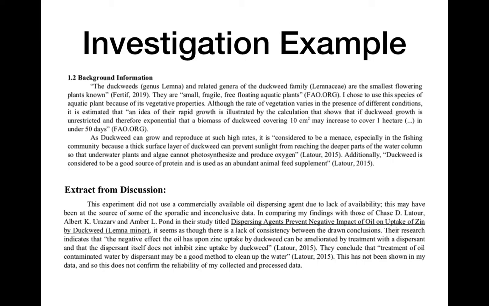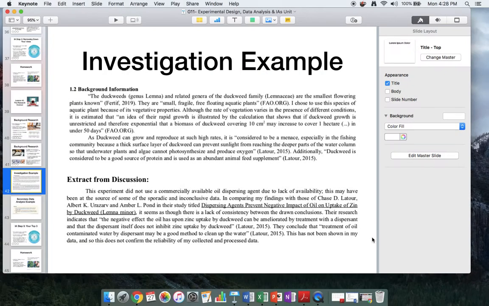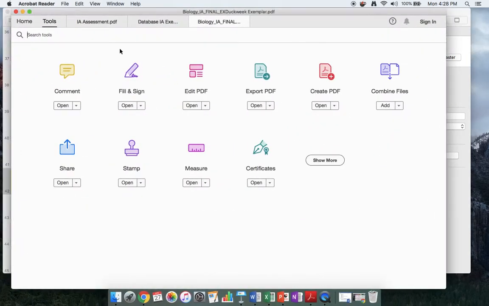So the first example we're going to look at is a complete investigation, and this is a student who investigated duckweed, which is a kind of algae. So let's take a look at their investigation, at the background information and the extract, and we'll look at what they did for research, and we're also going to look at the other components here as well.